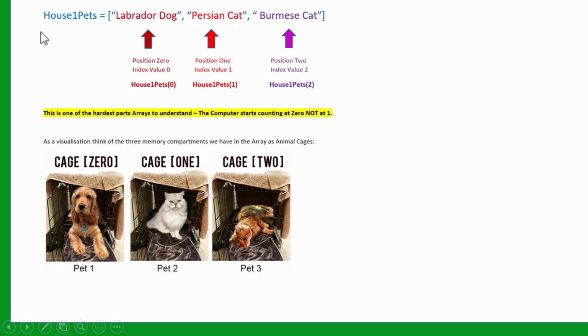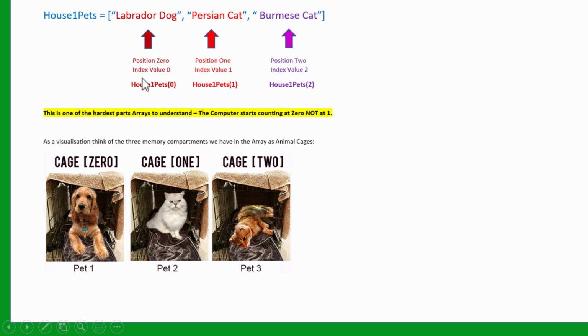So, all right, arrays. So we have this house number 1 on a certain street, and they've got 3 pets, a Labrador dog, a Persian cat, and a Burmese cat, all right? So we're going to store that in a Python array, and this is how you set it up in Python. You have to use square brackets, and because these things are words, they've got to be in quotes and have commas in between them. Now, this first one here in this list of storage boxes is actually position 0.